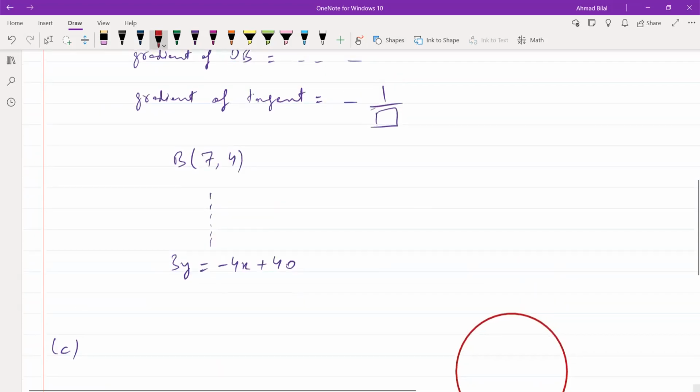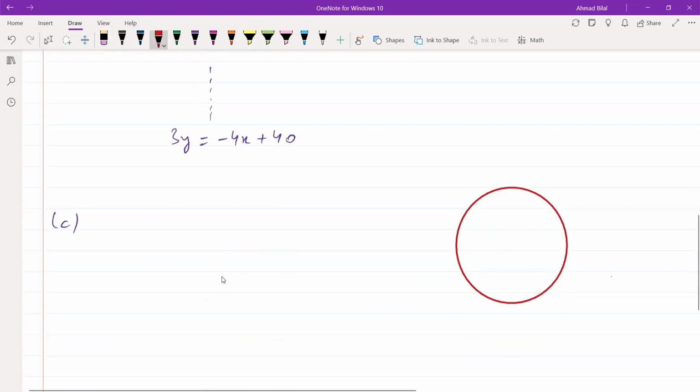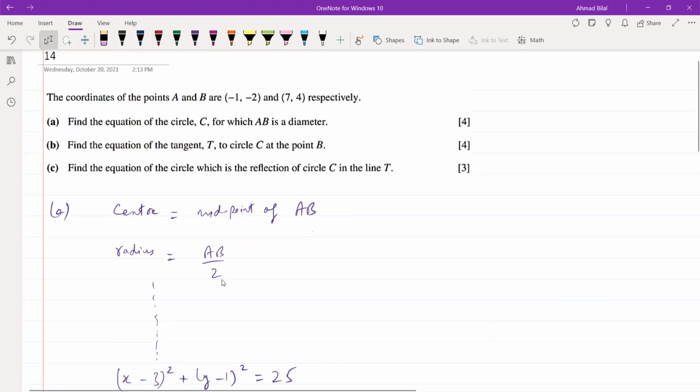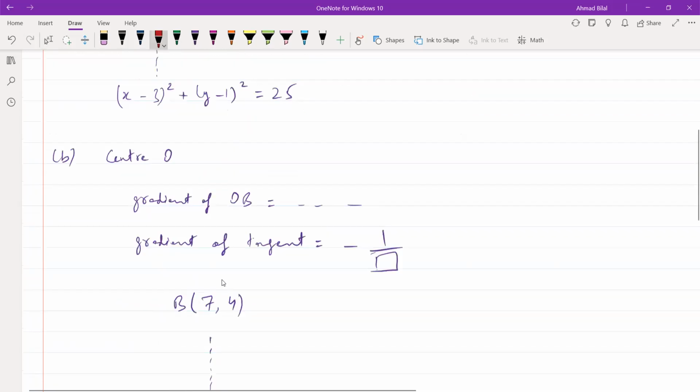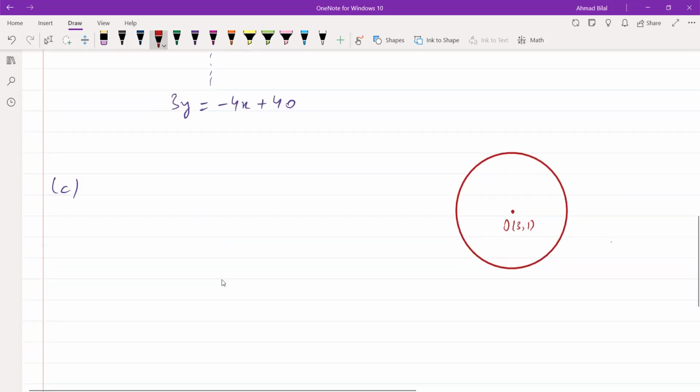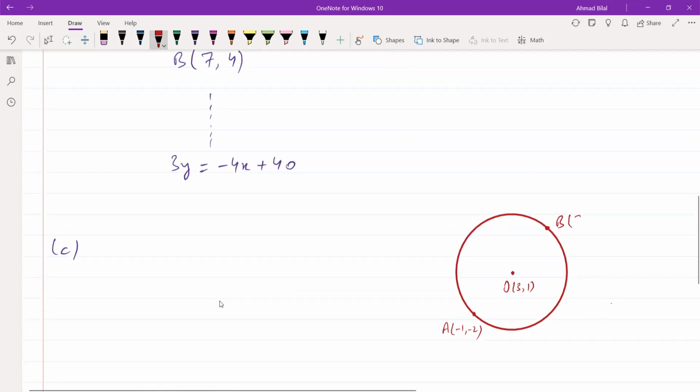We know the center of the circle. We would have found it in the first part. That's (3, 1). That's somewhere here. This is point O. We've got the points A and B. AB is the diameter. (-1, -2) is going to be on the left side here. Let's say this is point A. Point B is going to be on the other side because AB is the diameter. B's coordinates are (7, 4). Okay, so this is the situation.